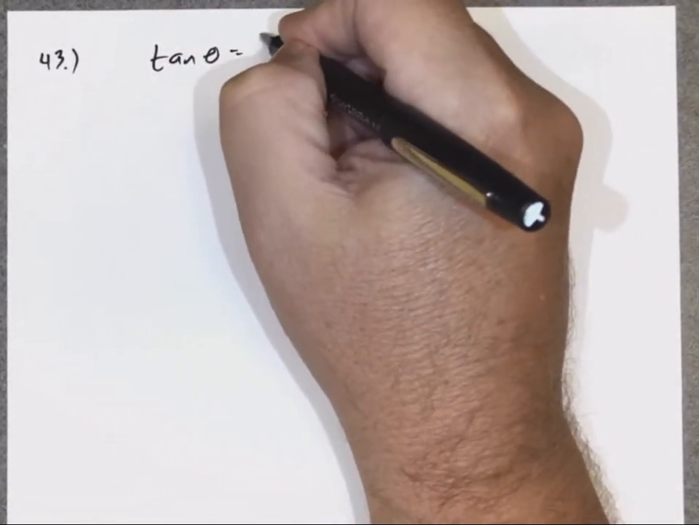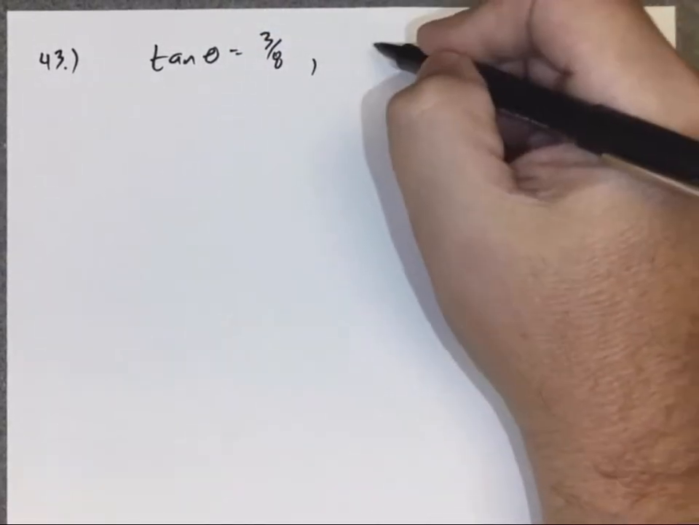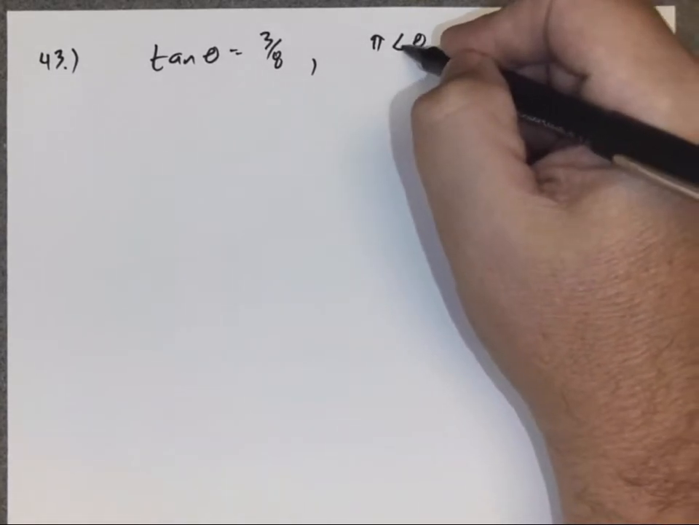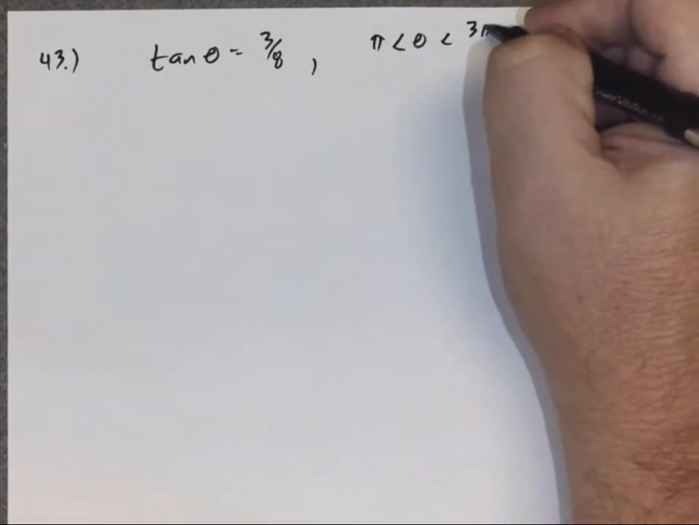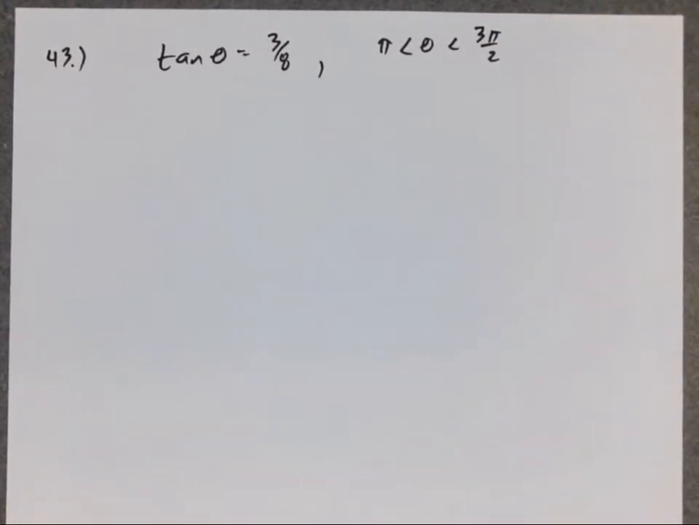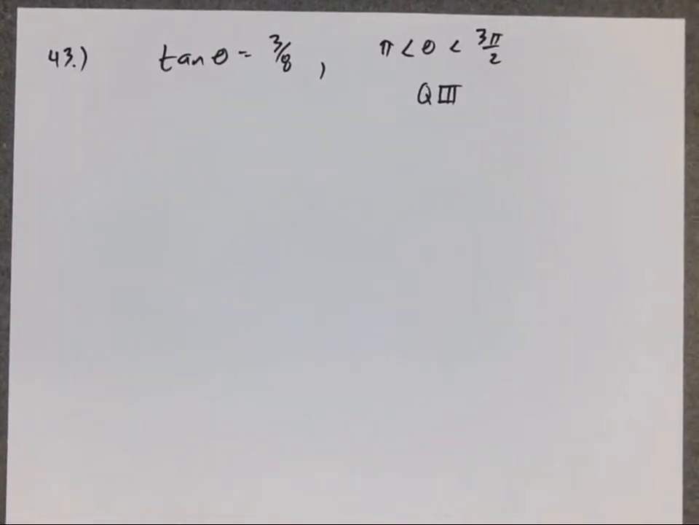But for this one, the information is tangent of theta equals 3/8. And they say theta now is going to be from pi to 3 pi over 2. Where is this? In our circle, that's quadrant 3, right? Quadrant 3 is where actually the sine and cosine are both negative. So I have to be careful because I'm going to have a bunch of negative stuff.